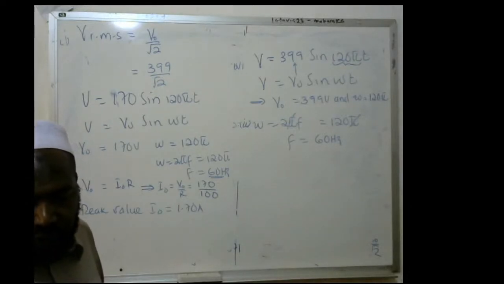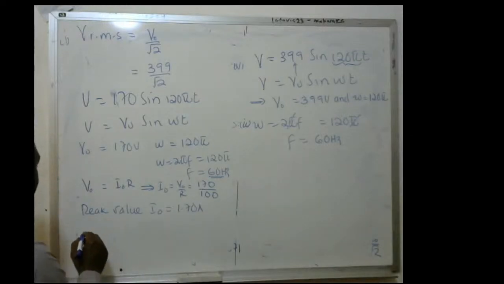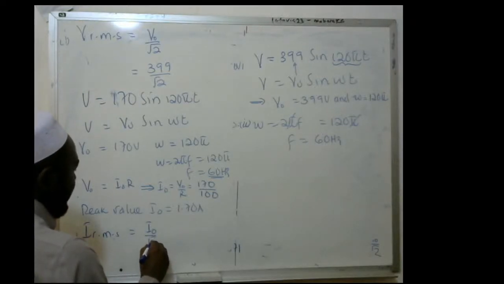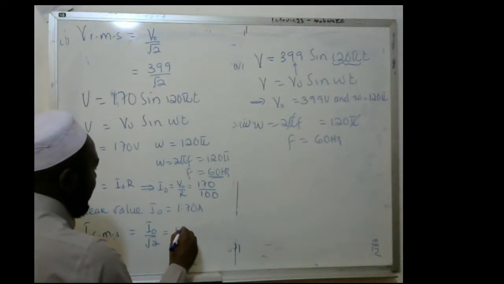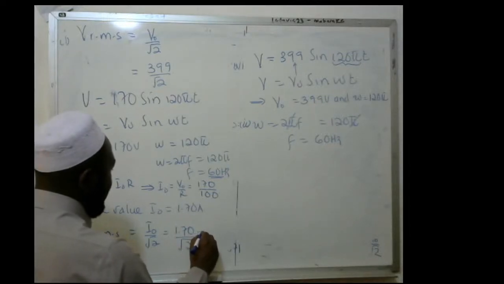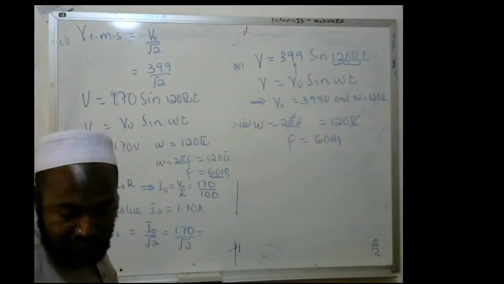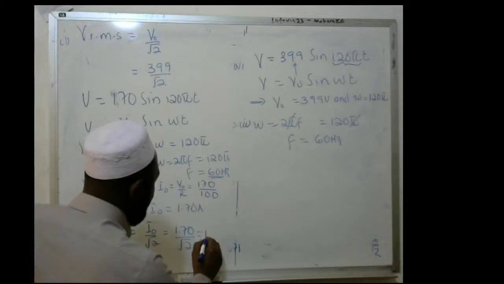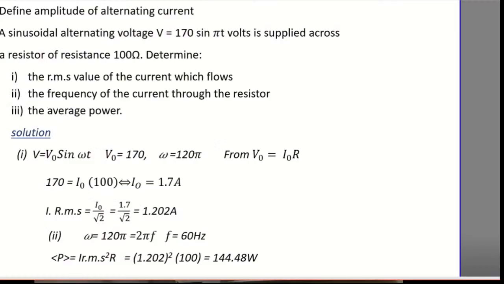Now we can also get the RMS value of current. I RMS is equal to I naught over root 2. It gives 1.7 over root 2. And then we can also obtain the answer to be 1.2 amperes. That is the RMS value of the alternating current.